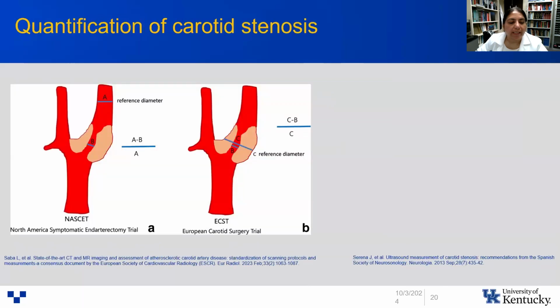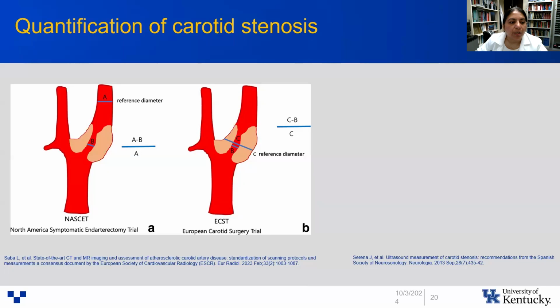The important question clinically when you're seeing patients is, how do you quantify carotid stenosis? How do you calculate the percentage? Two methods have been described. The most widely used is the NASCET, or North American Symptomatic Carotid Endarterectomy Trial, methodology that the NASCET authors use.